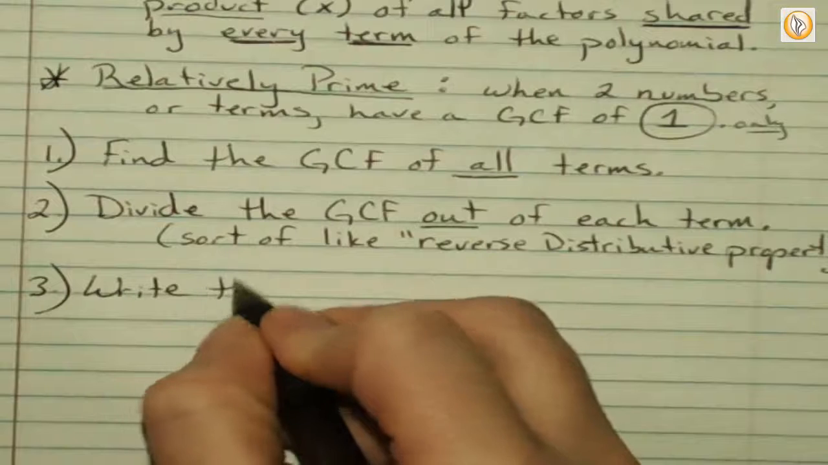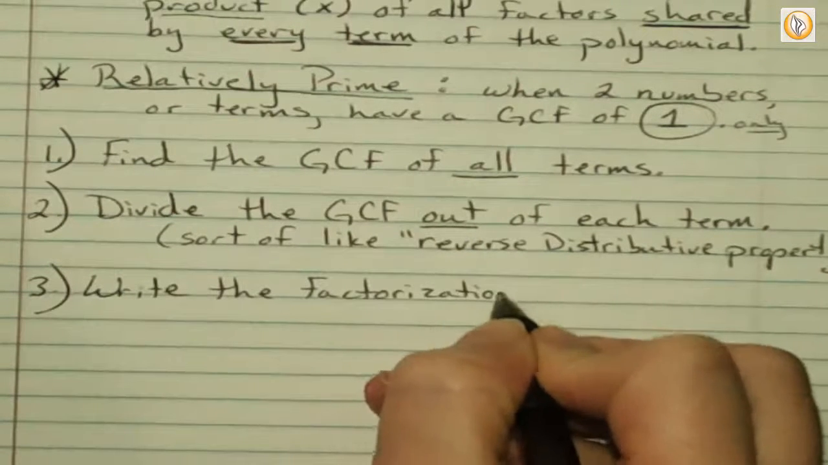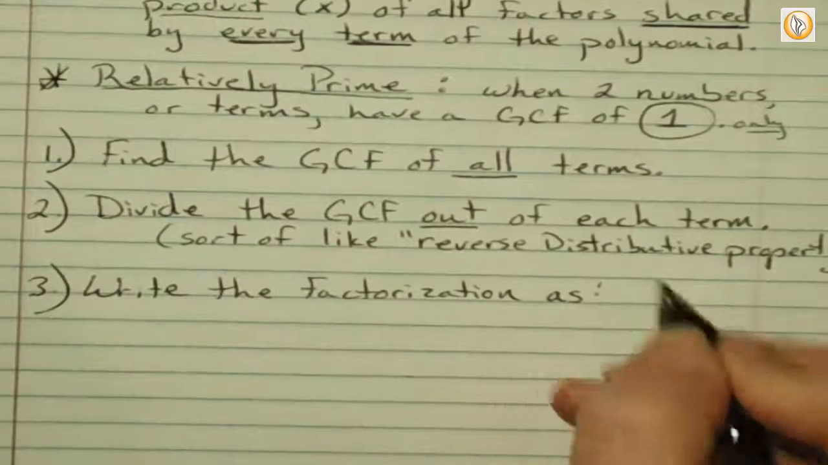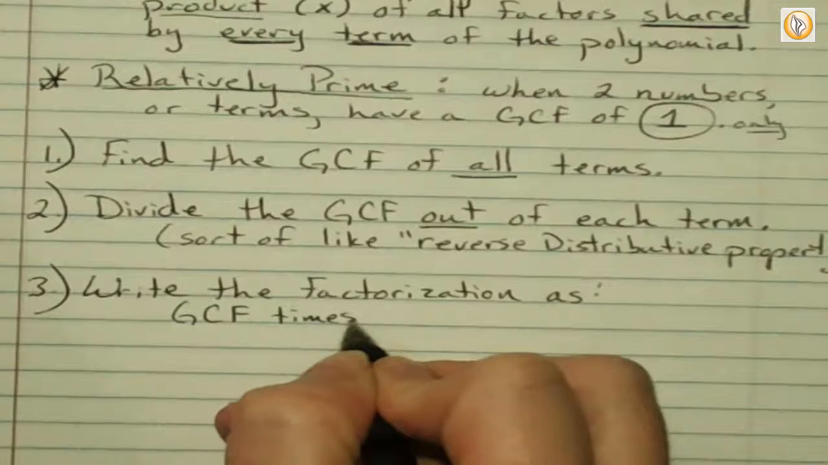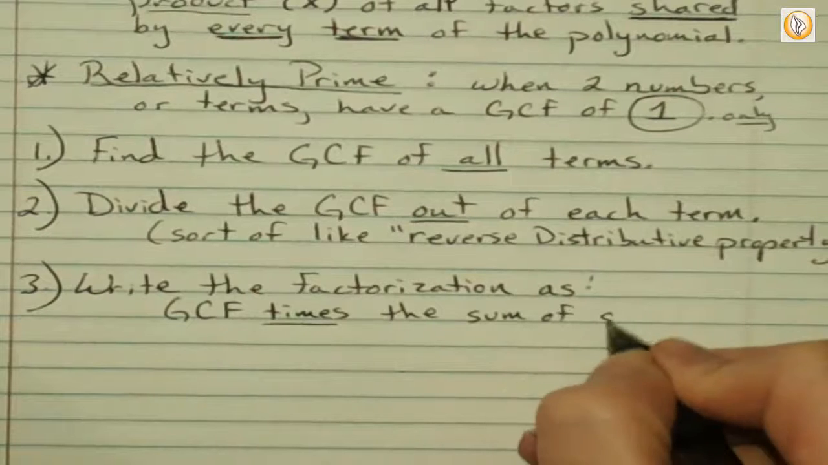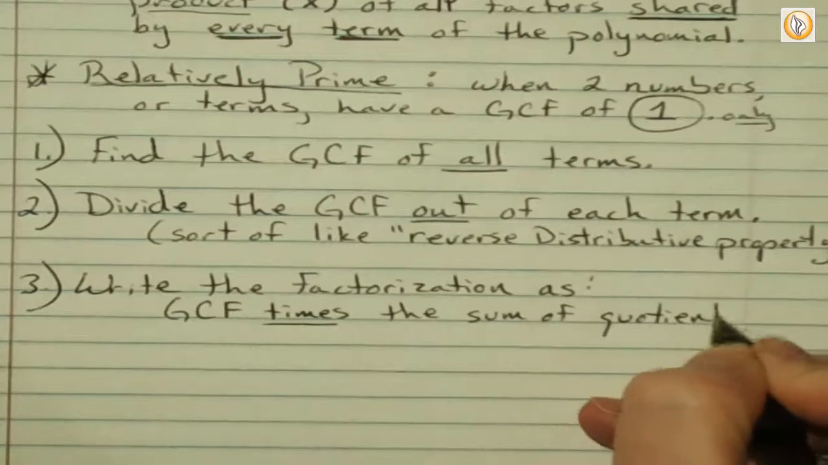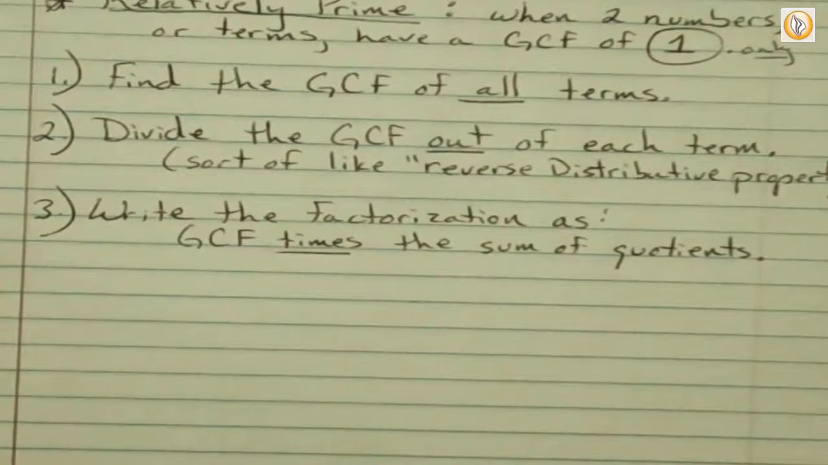All right, step 3, write the factorization as, this is how you write it, GCF times the sum of quotients. And again, don't freak out. Like, what is she talking about? I'm going to show you a bunch of examples. I won't leave y'all hanging.